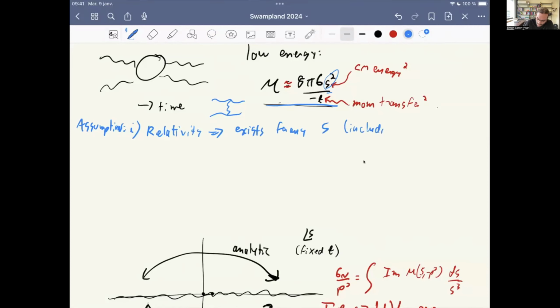Including S greater than the cutoff. Okay, so if you were thinking of space-time as a lattice, sorry, yeah, the question.